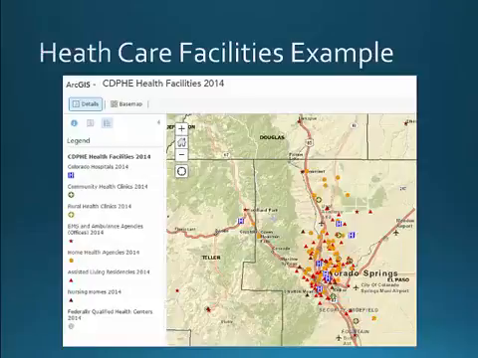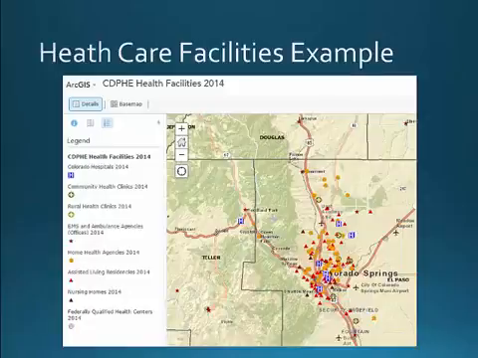I hope this gives you a clear picture of the typical GIS process and how to use GIS outside of this class.